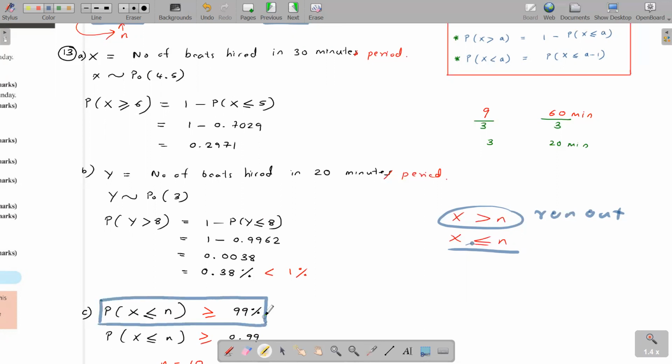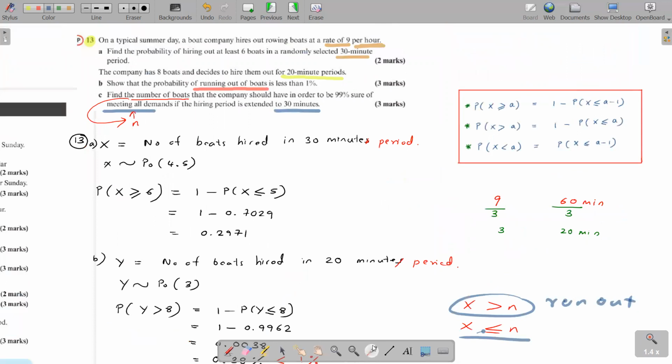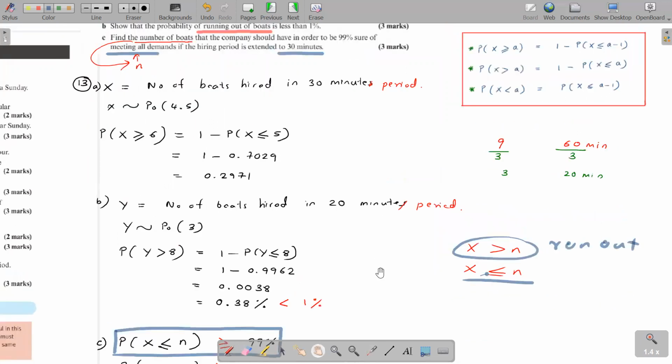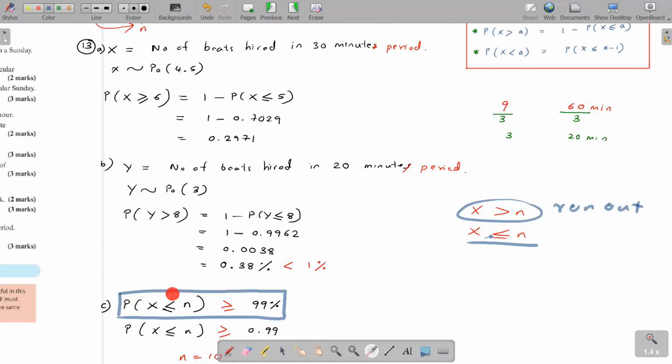You should be able to read this particular question and come out with this. And this is what you need. If you can write this part out, getting n is not difficult, because we've done questions like this in exercise 2B, where we found these kinds of n values. Getting n is easy, but writing this expression is what's difficult. Read the question and write the expression. 99% sure means you need to realize it should be greater than or equal to 0.99. That's very critical.